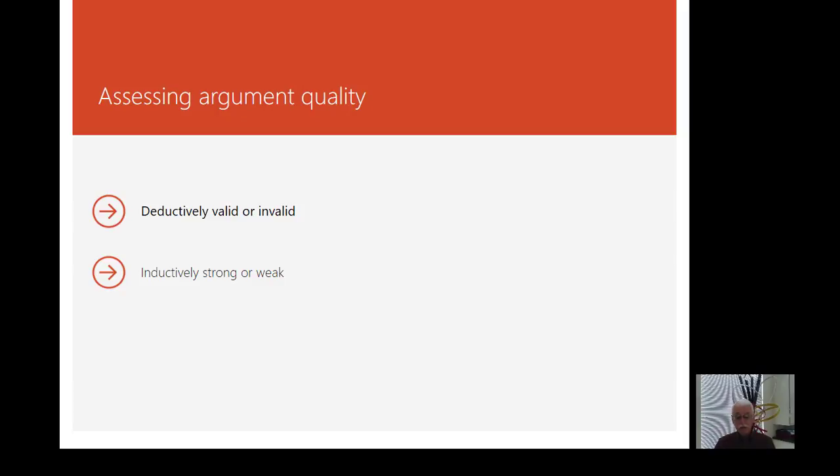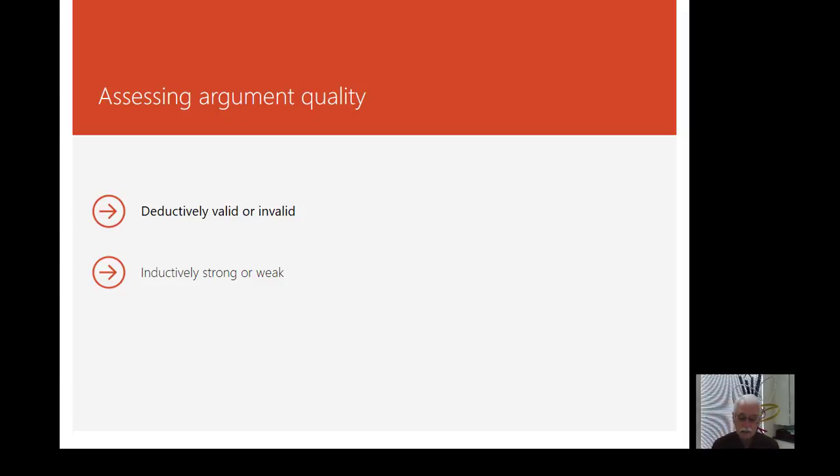Now, if the deductive argument goes beyond that, and it's not just that it's deductively valid, but also that we're in a position to say the premises are all true, then we say the argument is deductively sound, S-O-U-N-D. So that's a higher standard. Not just that it's deductively valid, but that it's sound. All arguments are either valid or invalid. All arguments are either sound or unsound. There's no middle ground, such as being somewhat valid. Validity doesn't come in degrees.